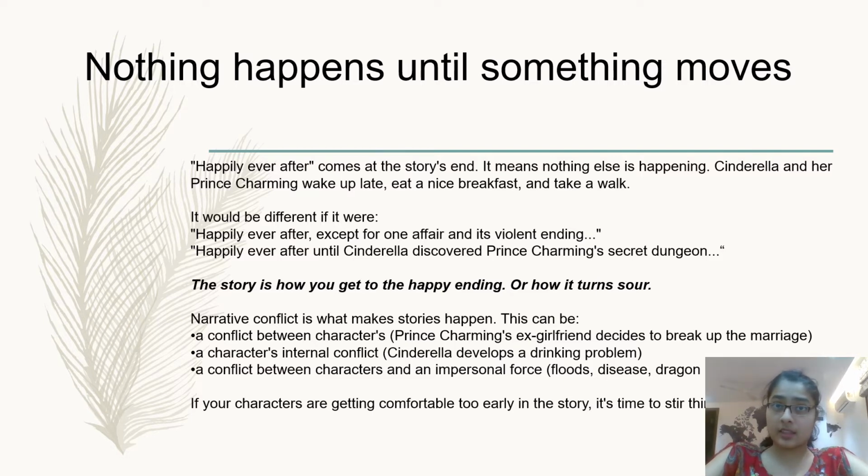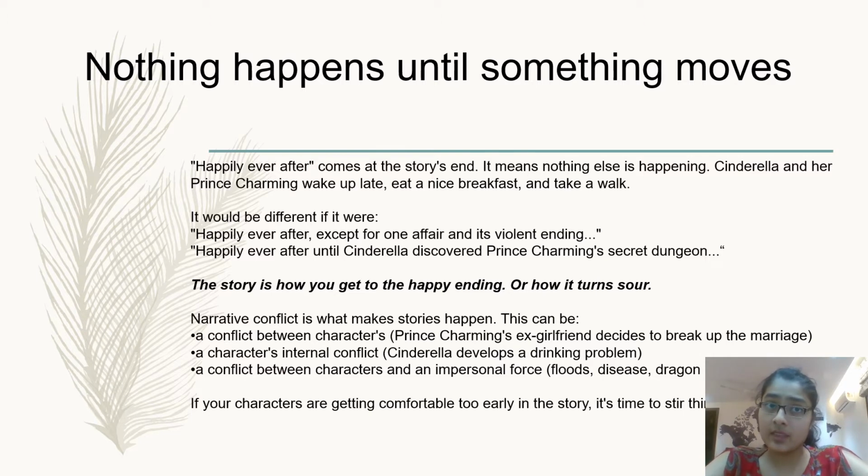And I've highlighted here, the story is how you get to the happy ending or how it turns sour. So the story is the journey that you take to get to the happy ending, or maybe the sad ending, your choice. But the story, or the plot, is the journey. And then it says narrative conflict is what makes stories happen. Narrative conflict is just a fancy word for drama. So drama is what makes stories happen.